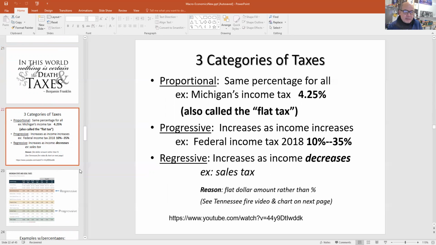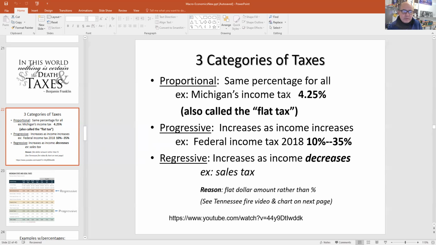So we're going to put taxes basically in three categories. Now there are many different types of taxes, as I just showed you a list of some, but we can put them into three general categories, based on how they're calculated: proportional tax, progressive tax, and regressive tax. A proportional tax is also referred to as a flat tax because it is a flat percentage, 1% for everybody.